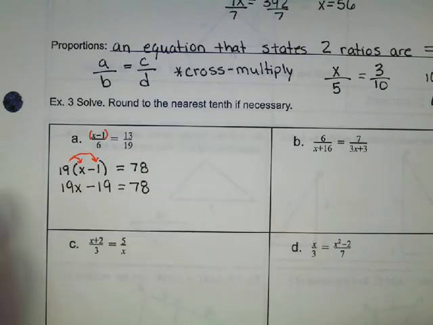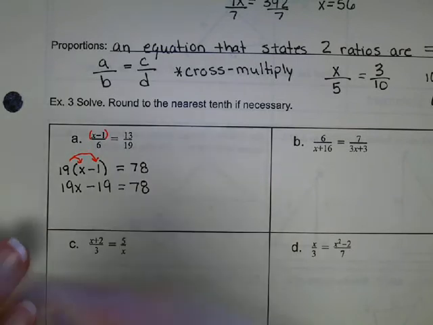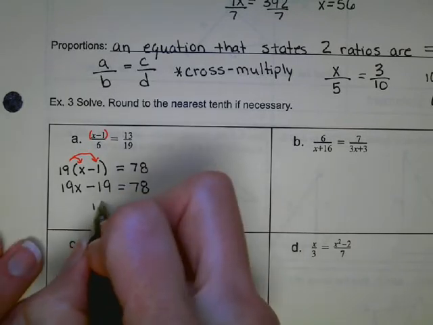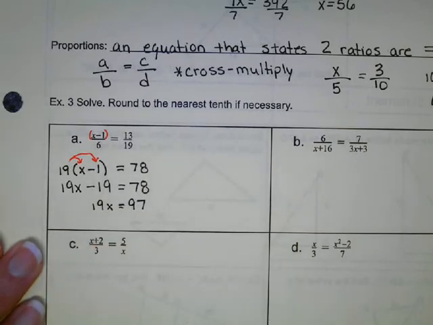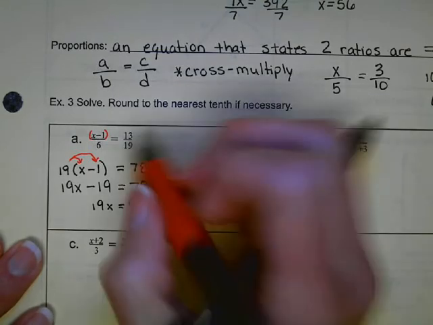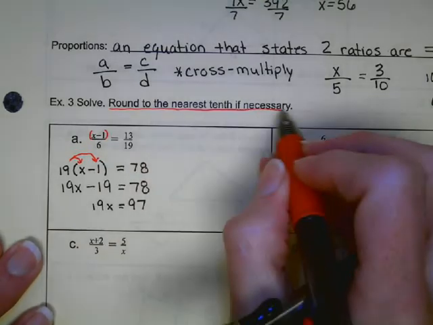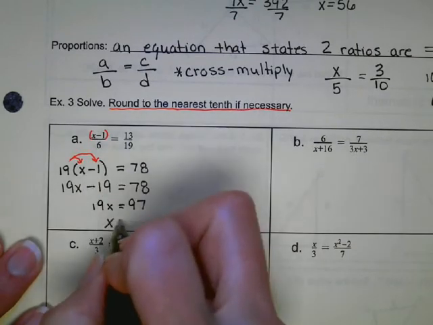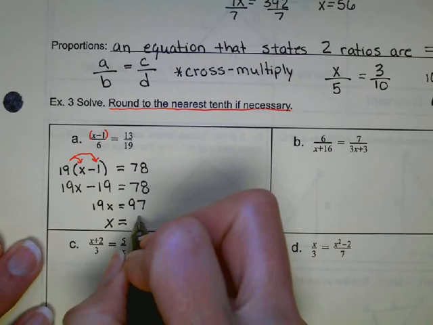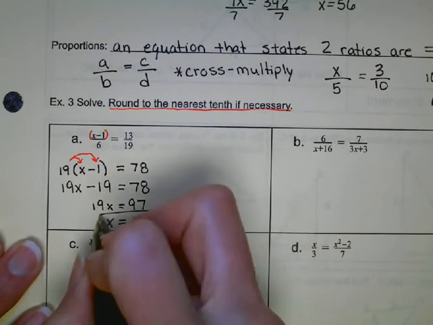Now we want to get the x by itself. Once you cross multiply, I will add 19 to the other side. 19x equals 97. So then I'll divide by 19. And we're going to round to the nearest tenth. It says round to the nearest tenth if necessary. So tenth would be one decimal place, so I'll say it's about 5.1, because we're rounding on these.